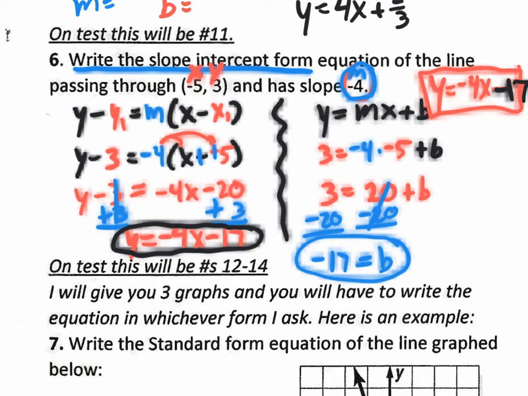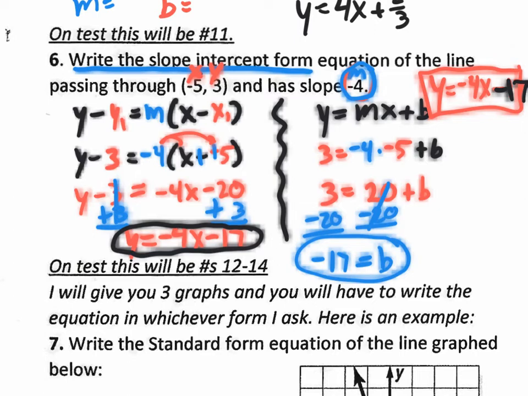So when you see a point and a slope, if you're comfortable with point slope form, go for it. If you're not so comfortable with point slope form, then use y equals mx plus b: plug in the x, plug in the y, plug in the m to solve for b, and then you could plug it into y equals mx plus b again.